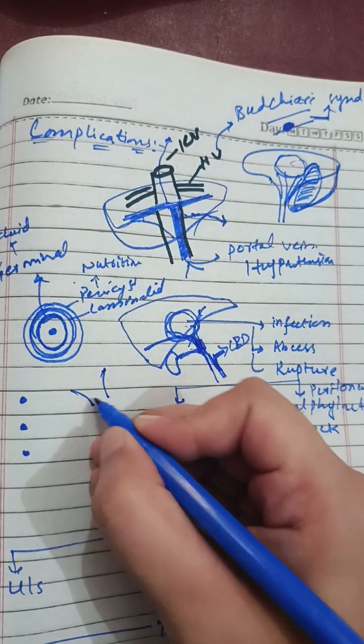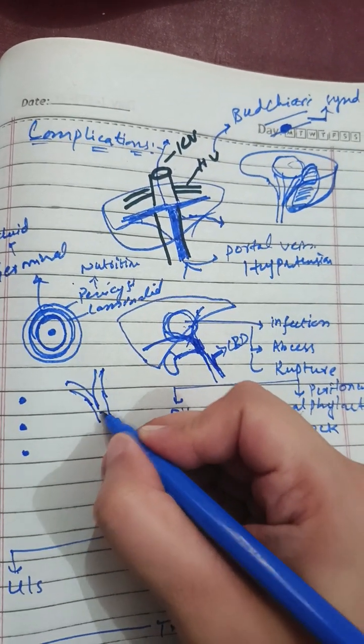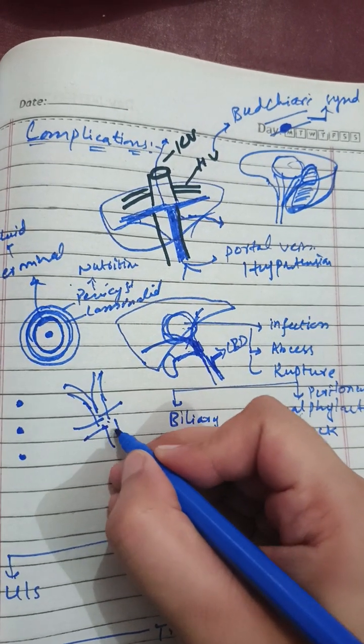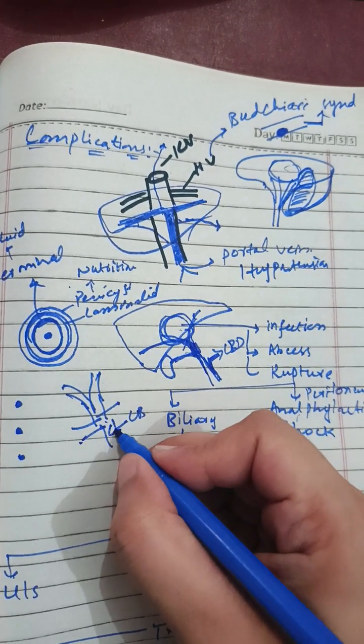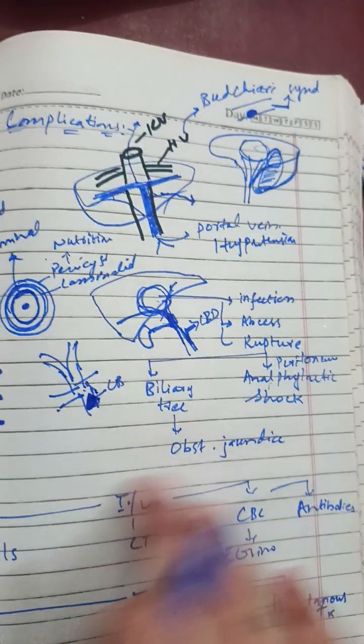When the cyst ruptures into the right and left hepatic ducts, the fluid of the cyst will come into the common hepatic duct, then into the CBD. This is the cystic duct and this is the CBD, and in the CBD it will cause obstruction, due to which obstructive jaundice will result.